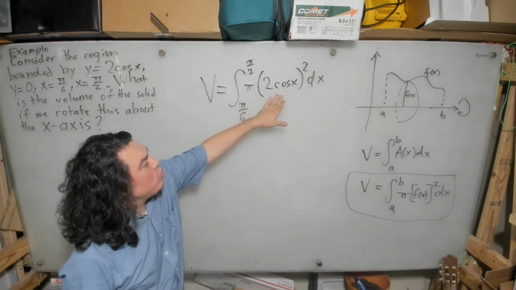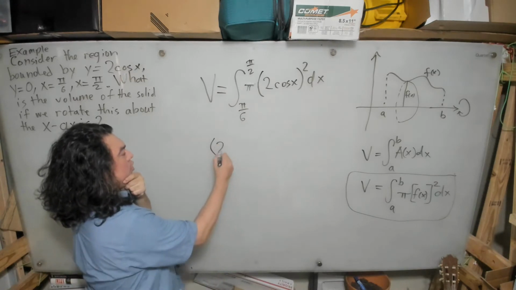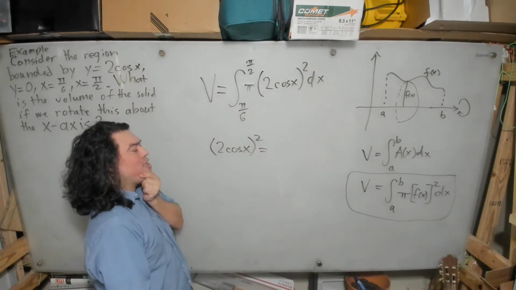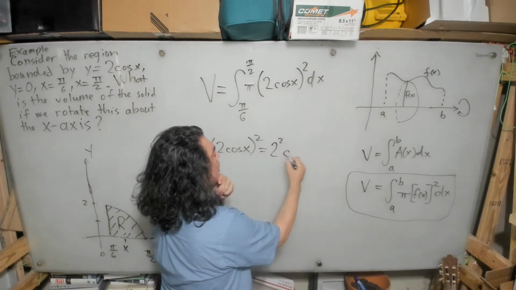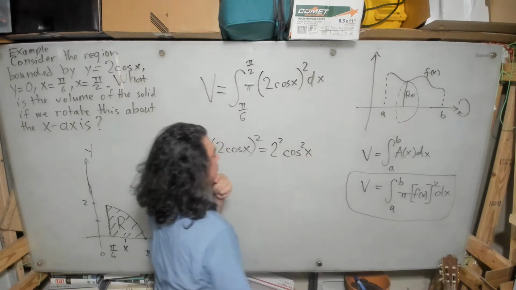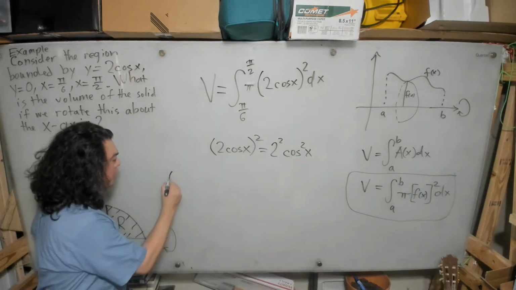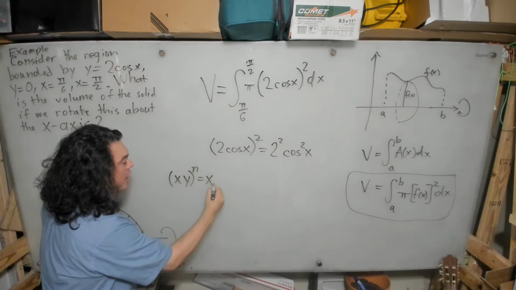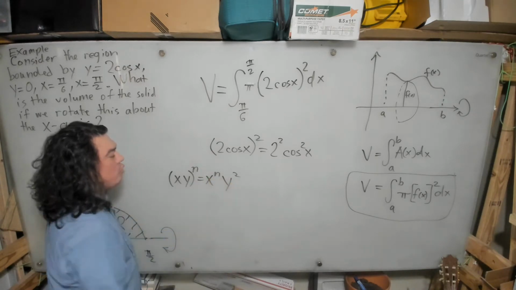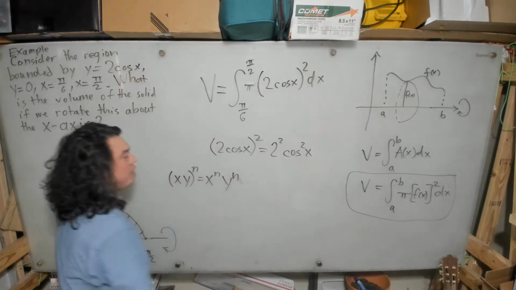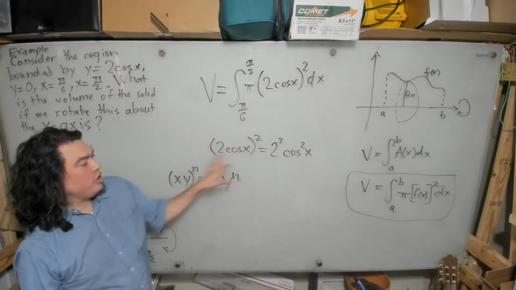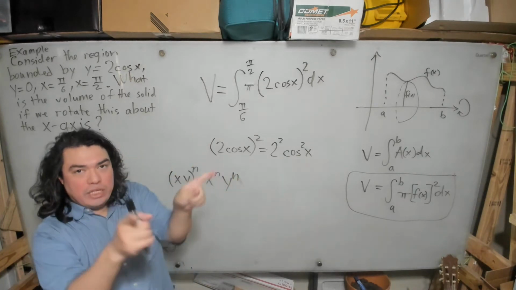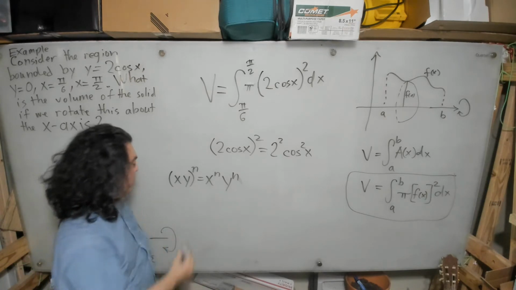First of all, I look at this (2 cosine x) squared. What is that? Well, I can see that this will be the same thing as 2 squared times cosine squared of x. How do I know that? I know that because of the exponent rule: x times y raised to the nth power is given by x to the n times y to the n. So here I applied the square to each of the constituent members. You might say, well, David, shouldn't this be (cosine x) to the nth power?